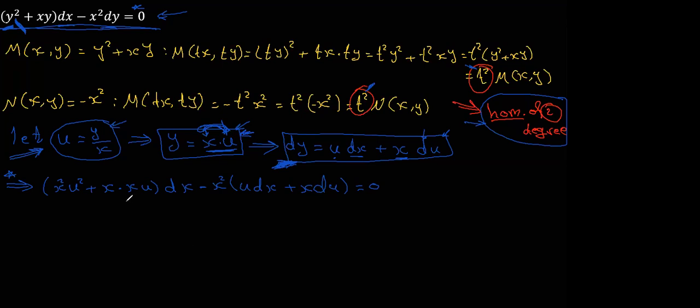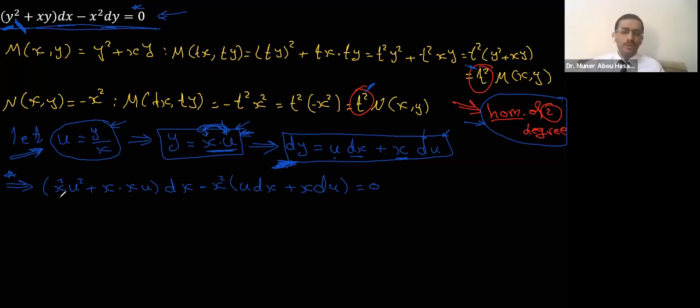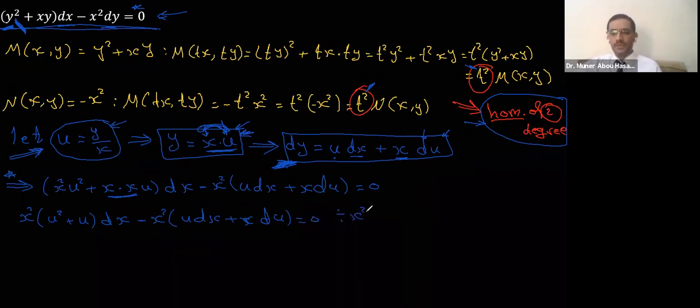Thank you. So, wait. Now what I'm going to do, look here, x squared, and also those are x squared. So I'm going to take them as a common factor. So x squared, bracket, u squared plus u dx, minus here also x squared, u dx plus x du, equal 0. I can divide both sides by x squared.